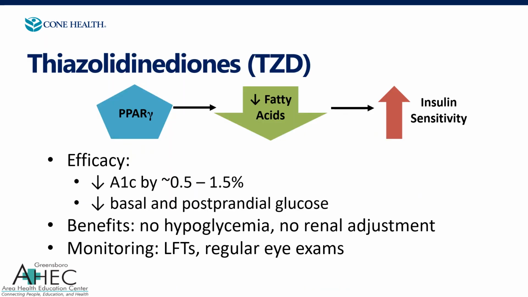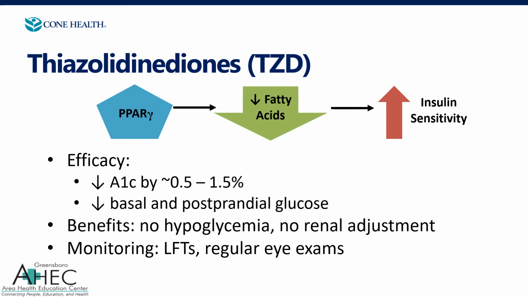So TZDs act by activating PPARs, or the peroxisome proliferator-activated receptors, which is a group of receptors specific for PPAR gamma. When activated, this leads to increased gene expression to increase the storage of fatty acids in the adipose tissues, thus decreasing fatty acids in circulation. Cells then become more dependent on glucose for energy and thus increase the insulin sensitivity in the body, which is ultimately its action and helps to decrease blood glucose.